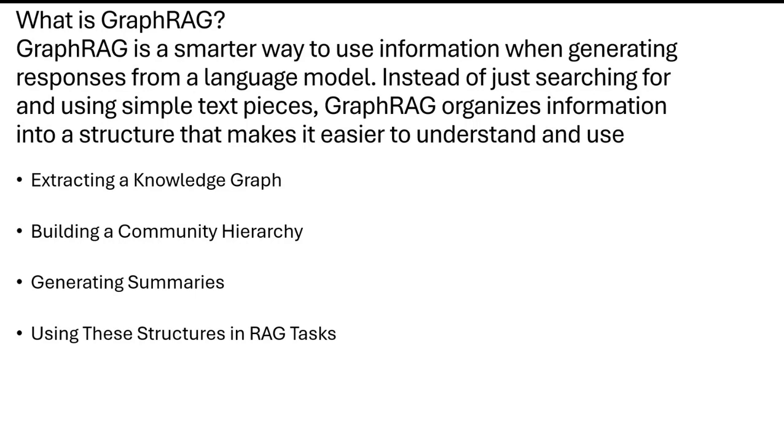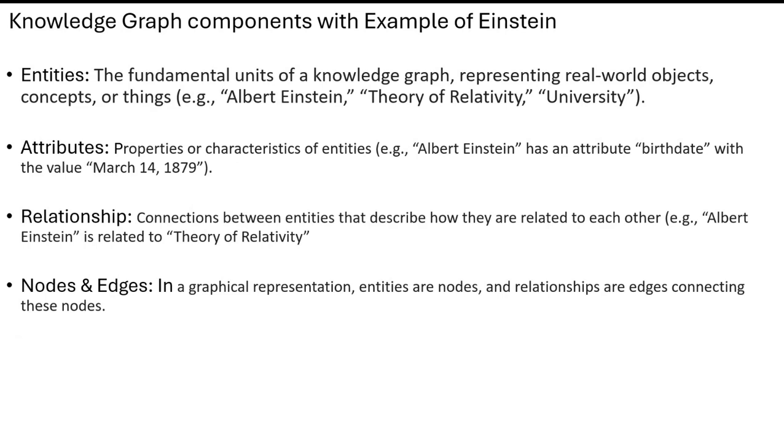So I'll go to the components of GraphRAG now, which we talk about, right? So, knowledge graph components, with an example of Einstein here. Let's say there's a data set for Einstein in the knowledge graph. What entities would be in that sense? The main subject would be Einstein himself, and the relativity theory which he published, which gave him a lot of fame.